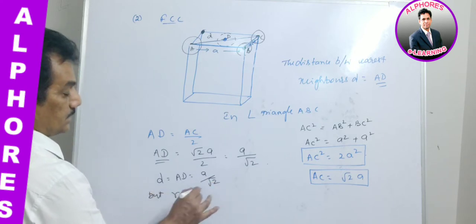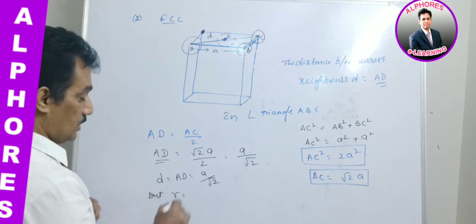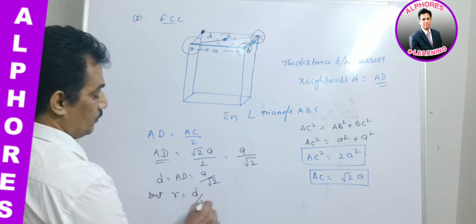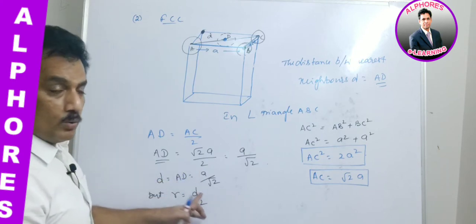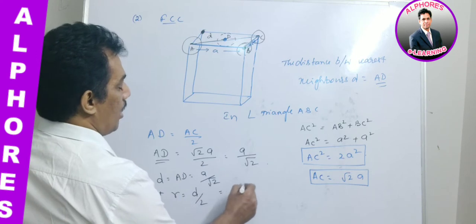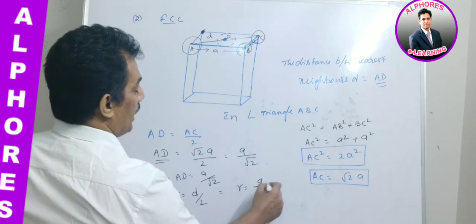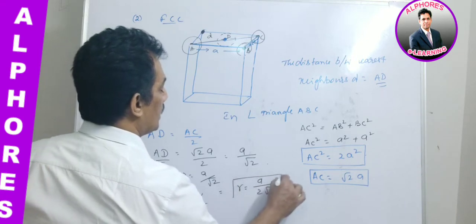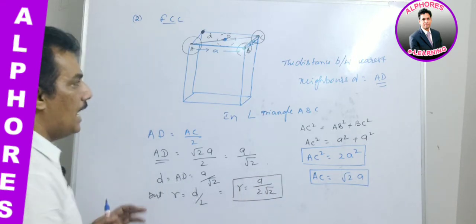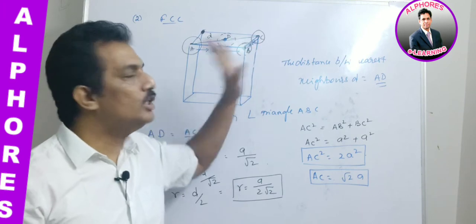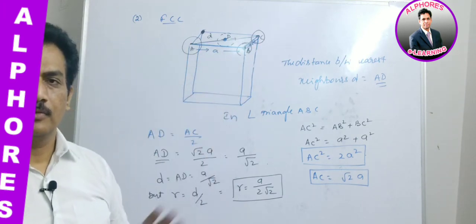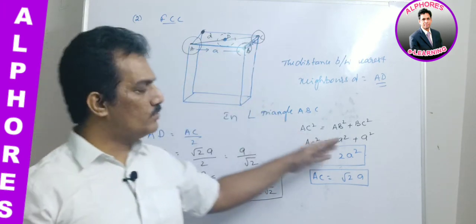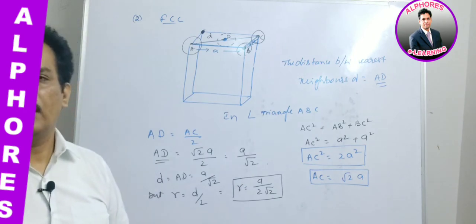But as we know, D is equal to AD, that is A by root 2, but the atomic radius R is equal to D by 2. As D is A by root 2, we can consider R is equal to A by 2 root 2. This is nothing but radius of atom in face centered cubic. Are you clear? Just you can practice once and twice, and thereby you can get the idea.